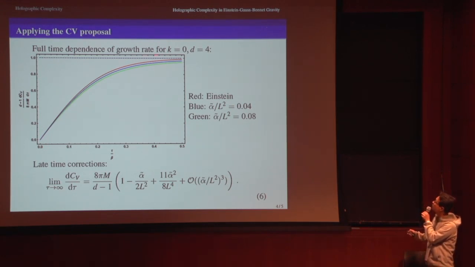These different curves show the behaviors corresponding to different values of the Gauss-Bonnet coupling, and we can see that for larger Gauss-Bonnet coupling, we have lower complexity growth rate during all times. We can also have this late time value of complexity growth rate. The term outside the parenthesis is just the Einstein gravity result. And to look at the small Gauss-Bonnet coupling corrections, we can find the suppression term.